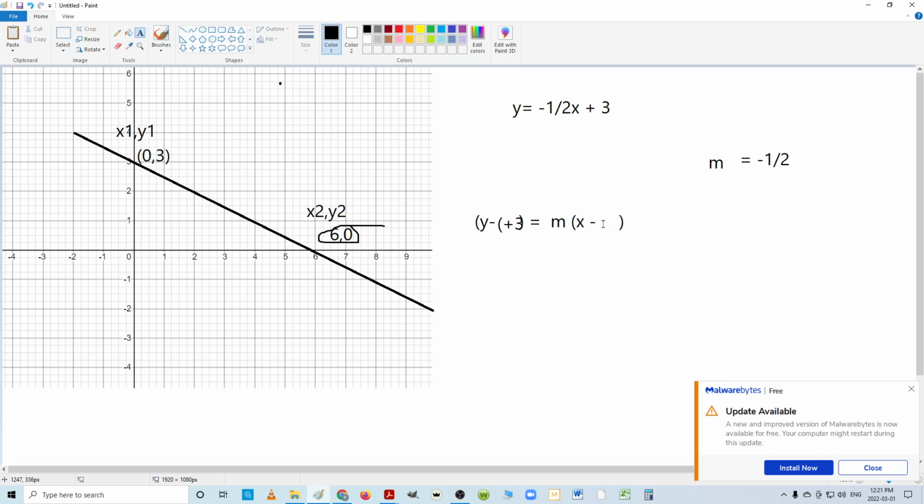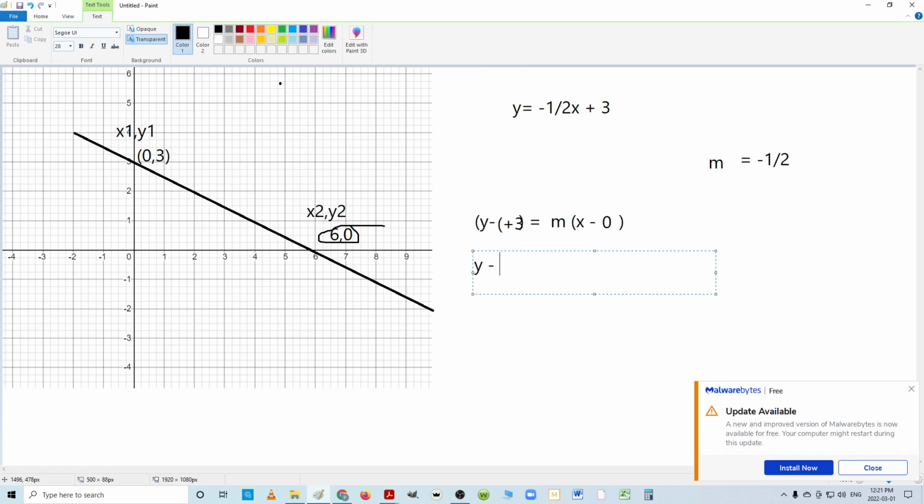It's much easier when I have the y-intercept. It's not always going to be the y-intercept. So I get y minus 3 on the left is equal. Now I got to distribute this. I happen to know that the m is minus a half, so when I multiply by x, it becomes that, and when I multiply by 0, it becomes 0. So it just becomes that.